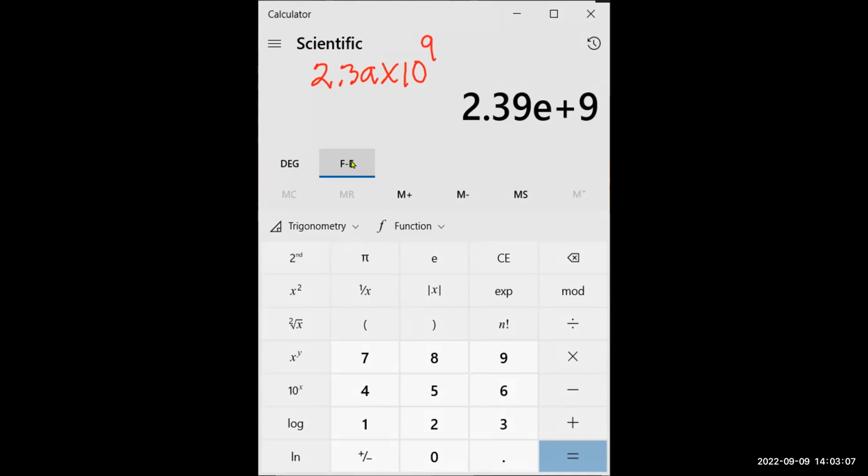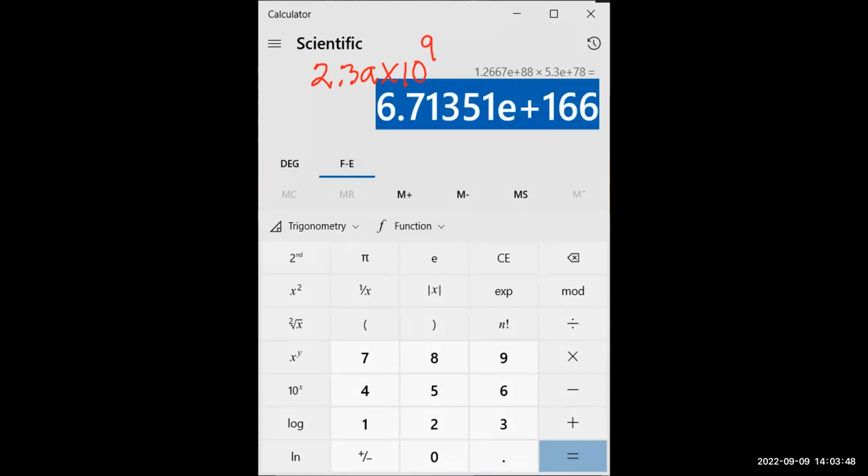All right, at this time I can do whatever mathematics I need to do to this. Let's say I did the mathematics, and let's just multiply it by 5.3 exponent 78. You hit equal, and that is my answer. So I took that number, 2.39 times 10 to the ninth, and I got that. I did a mathematical function. I forgot what I multiplied it with, but that's my answer. Well, you don't report that answer.